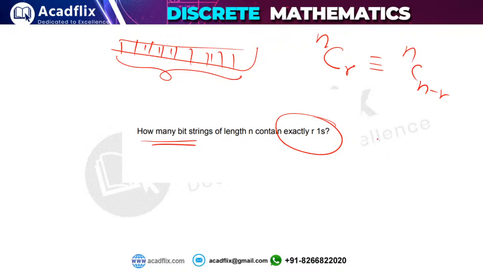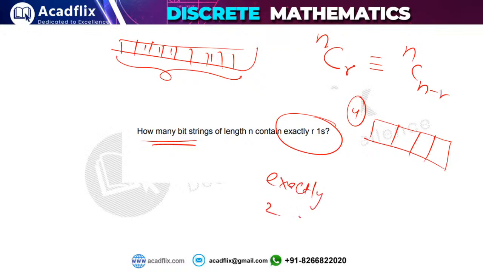Did you get it? See, I am saying it like this. Let's assume you want to make a bit string of length 4, and exactly 2 ones must be there. So what can you do? You have these 4 positions. From these 4 positions you can choose 2 positions.